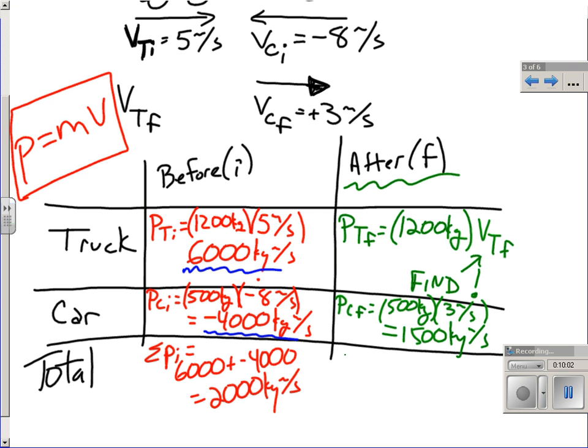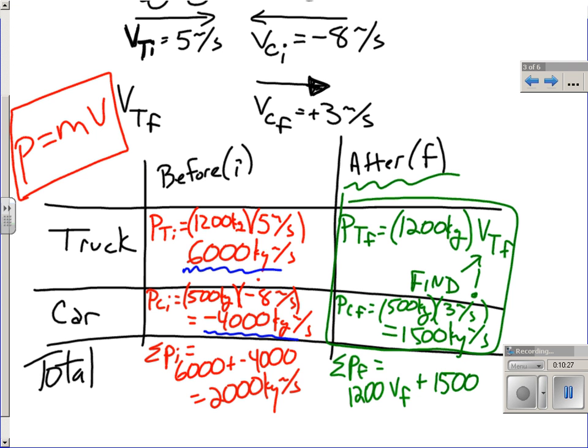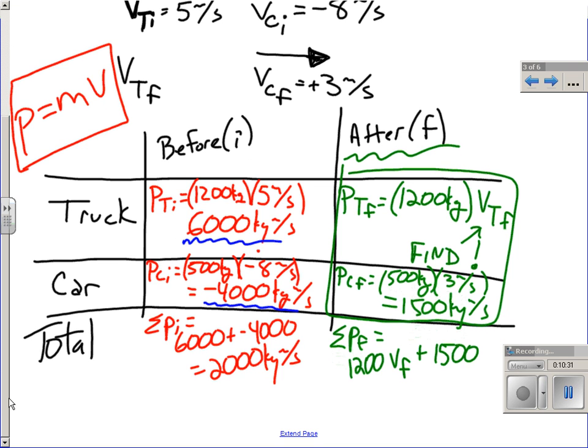Cool? So what that means then is my total momentum final is those two things added up. The two things that I've written in green added up. It's 1,200 kilograms times VF plus 1,500, right? So I just added those two up. Okay? So we are almost done here, you guys. Check it out.